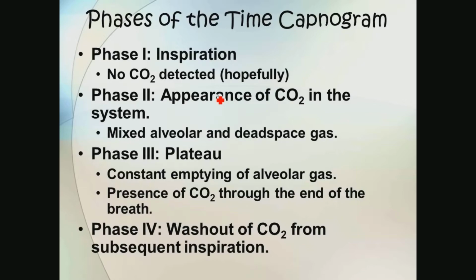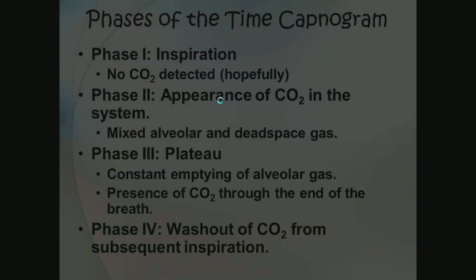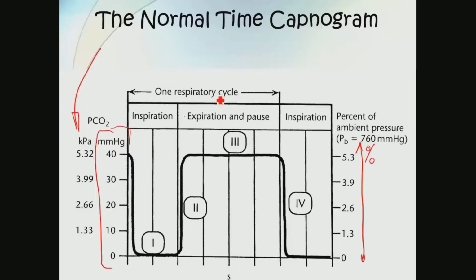Phase 1 is the inspiratory phase, and hopefully you're not seeing any CO2 being created. So this should be at the 0 point. If it's anything above the 0 point, that means you've got some rebreathing of CO2 present, and that should never happen on a mechanically ventilated patient.